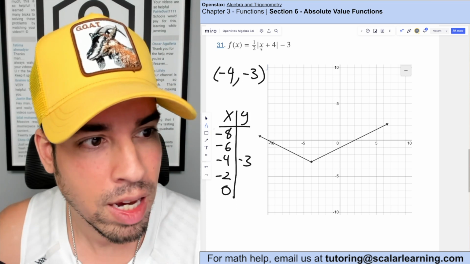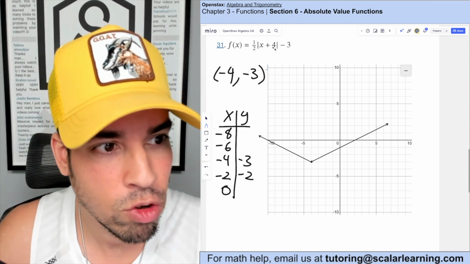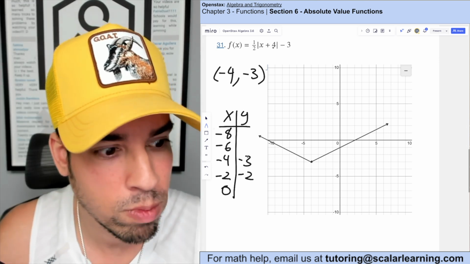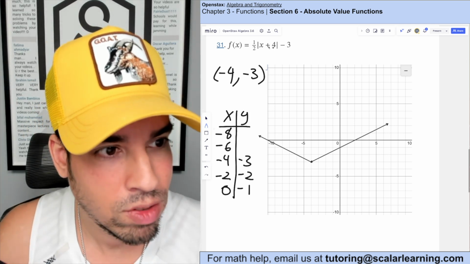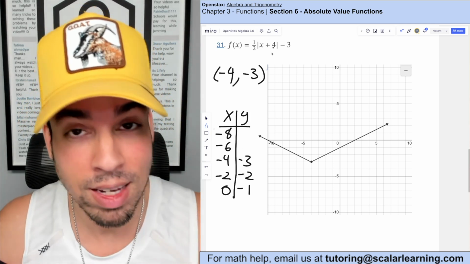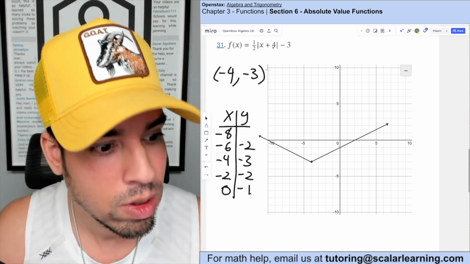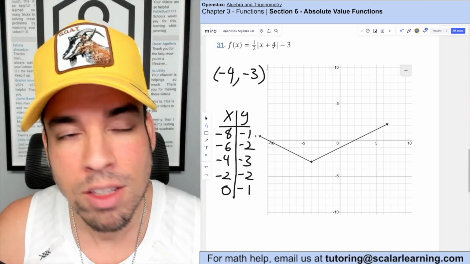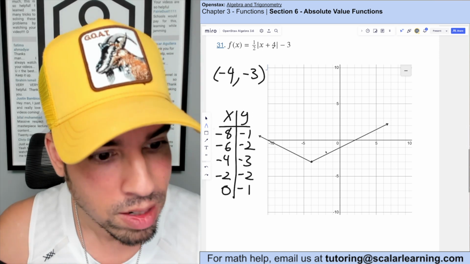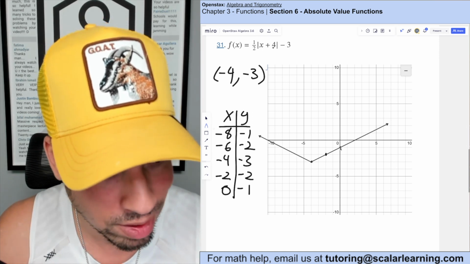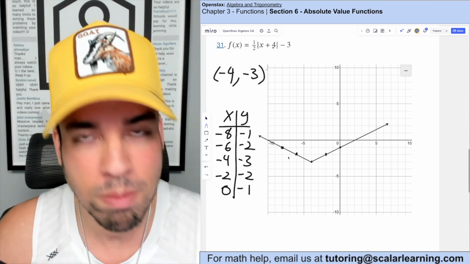So check this out. Negative 2 plus 4 is 2 times 1/2 is 1 minus 3 is negative 2. 0 plus 4 is 4 times 1/2 is 2 minus 3 is negative 1. So we get those nice whole number values. Likewise, negative 6 plus 4 is negative 2. Absolute value of that is positive 2 times 1/2 is 1 minus 3, negative 2. And again, it's going to be negative 1. That's all going back to those nice symmetry properties based around the vertex. And you can see this point, negative 2, negative 2, 0, negative 1. Negative 6, negative 2, negative 8, negative 1, boom, done.